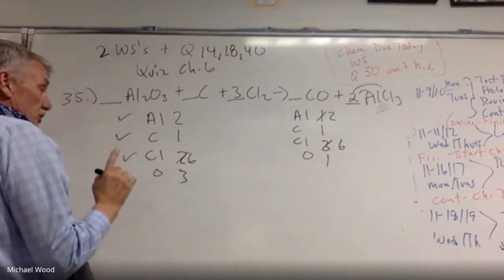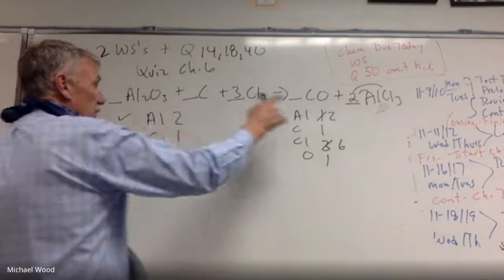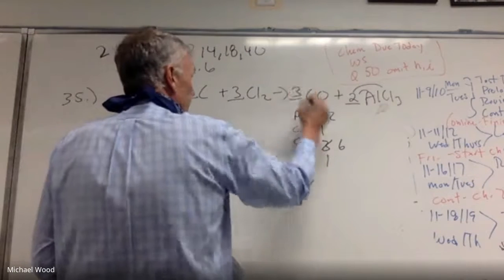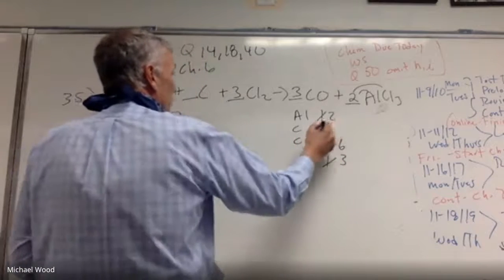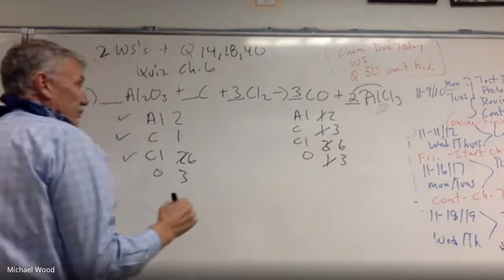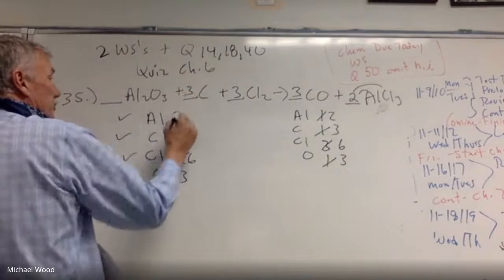And now oxygen, I have 3 here and I have 1 here. So I need 3, so I've got to put a 3 there. When I put a 3 there, that threw the carbon out of balance. So now I have 3 carbons. So then I'm going to come back here and put 3.